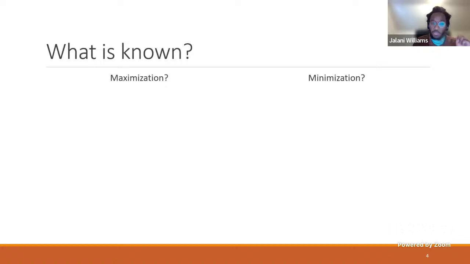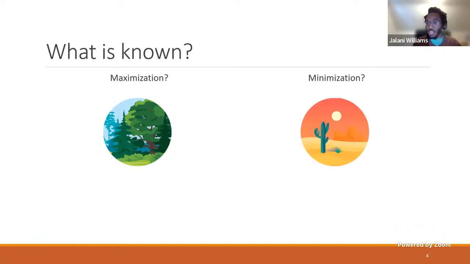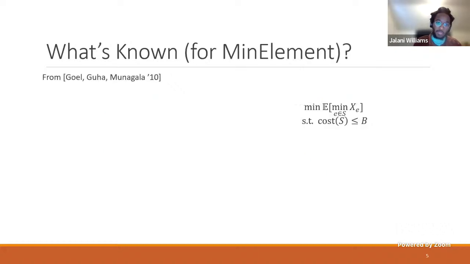Okay, so what's known for adaptive maximization? You can think of it as like a beautiful, bountiful forest. Like there are a ton of results for adaptive maximization, whereas for minimization, it's more like a desert. Not much is known, even for some very basic objective functions. For example, if we take our objective function to be the minimum weight element in S, really nothing is known about the adaptive case. So what about the non-adaptive case?